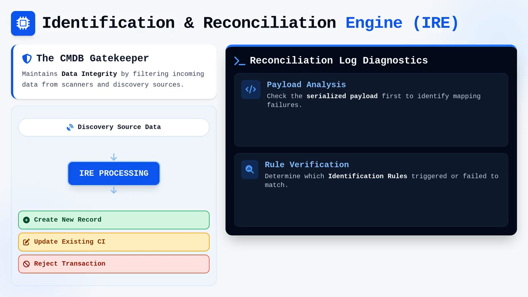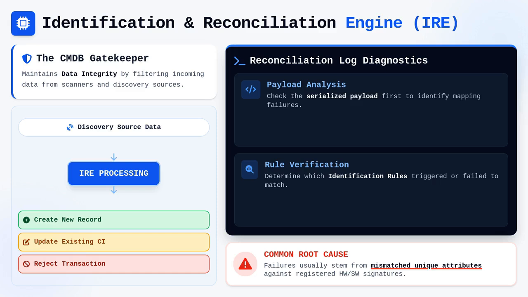This process involves scrutinizing the input payload against the defined identification rules to ensure that the attributes you are providing match the hardware and software signatures registered in your system. If the identification engine reports a status of partial success or complete failure, it usually points to a mismatch in the unique attributes defined within your identification rules.